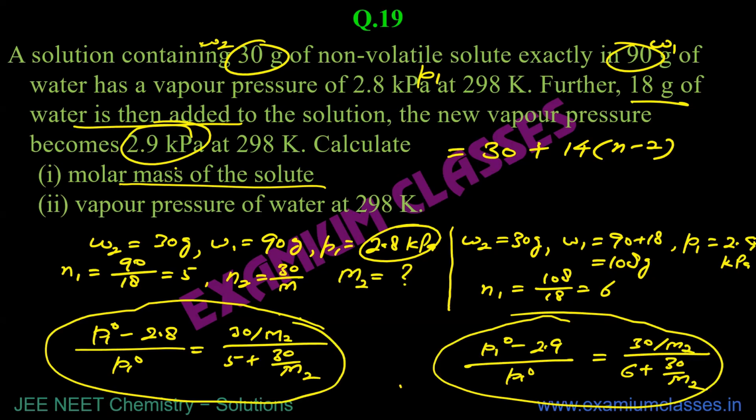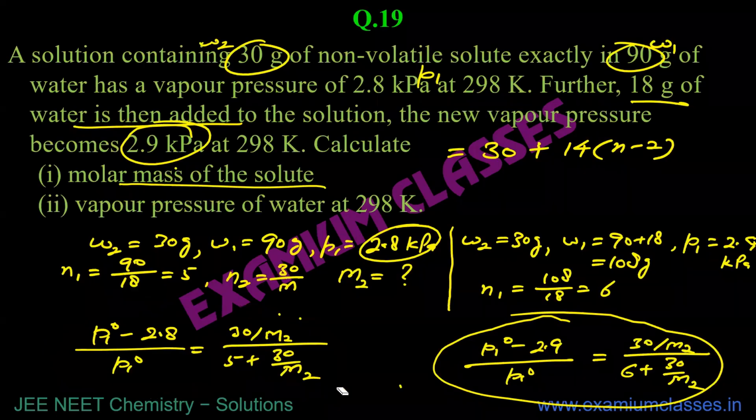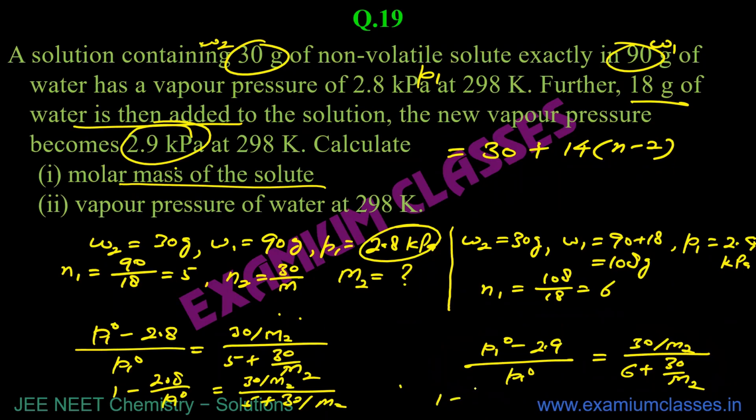Now to solve these 2 equations, you have to rearrange them in a particular fashion always. So what you will write? You will write this one as 1 minus 2.8 divided by P1 naught equals 30 by M2 divided by 5 plus 30 by M2. Here also you will write the same thing: 1 minus 2.9 divided by P1 naught equals 30 by M2 divided by 6 plus 30 by M2.